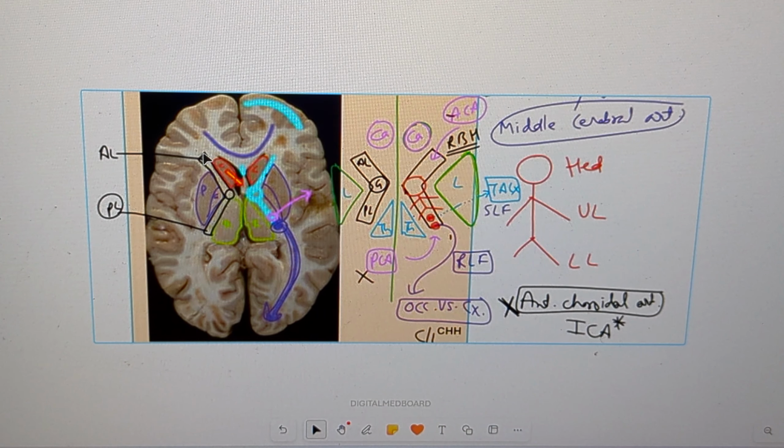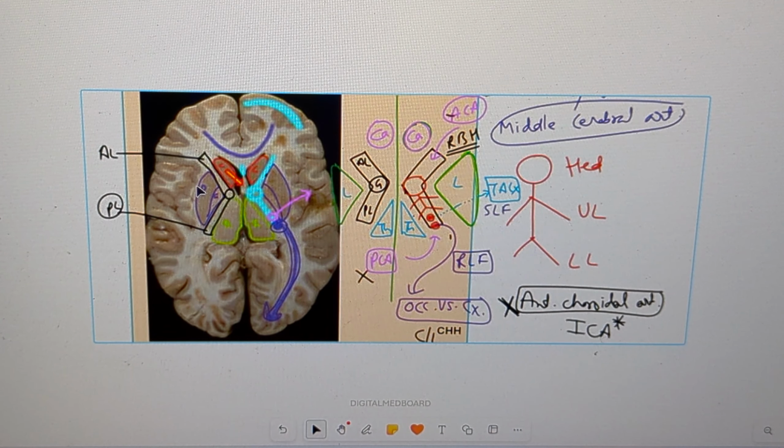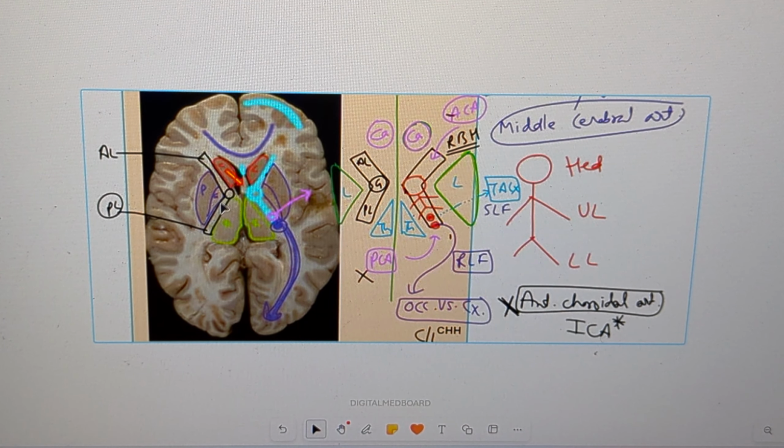Medial to the anterior limb of the internal capsule lies the head of the caudate nucleus. Lateral to the internal capsule is the lentiform nucleus, which has two parts, the outer putamen and the inner globus pallidus. Medial to the posterior limb of the internal capsule are the two thalami.